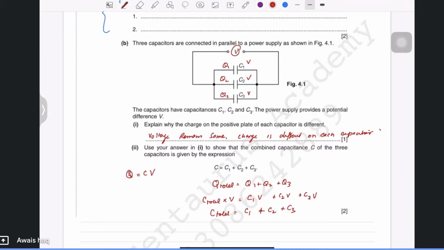So you guys need to remember, in series the charge remains the same, in parallel the voltage remains the same on each branch, so that's fine. Is it clear, everyone?